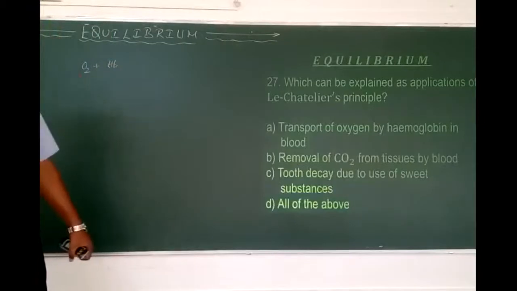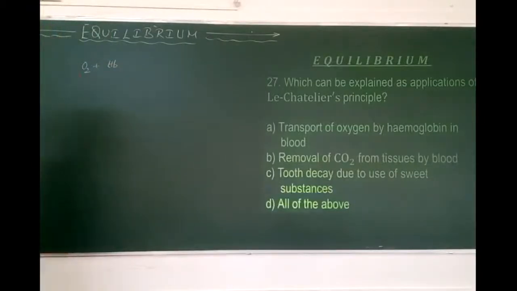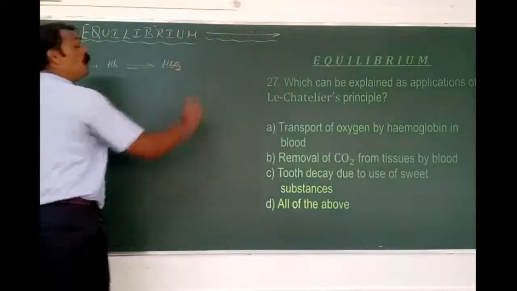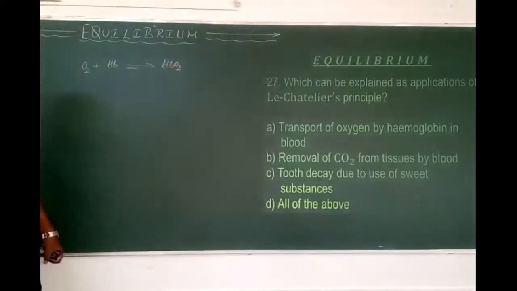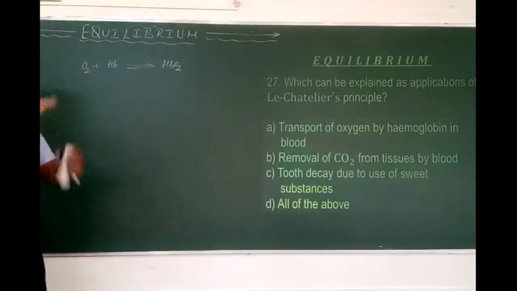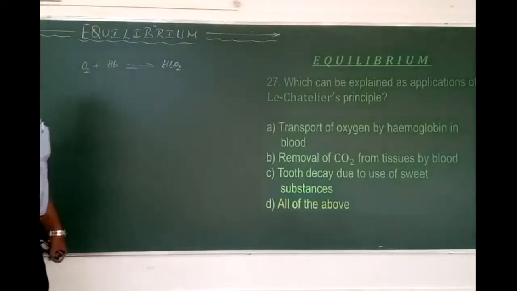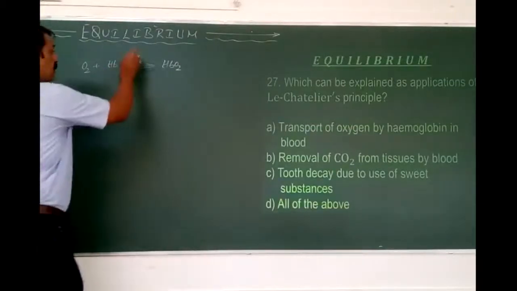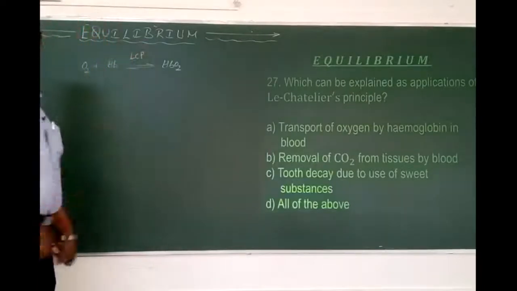As we know, oxygen combines with the hemoglobin present in the blood to form oxyhemoglobin, which enters into the tissues from the lungs. Reversing back, the oxygen comes out. It is a reversible reaction. As the pressure decreases, the oxygen comes out. It is the principle of Le-Chatelier.